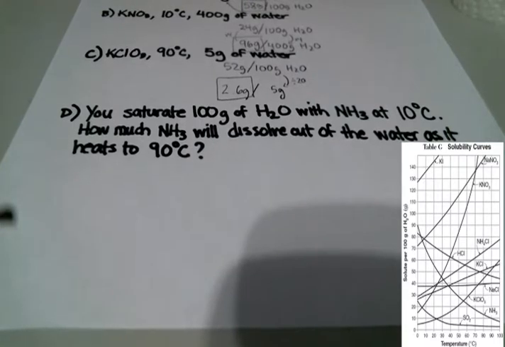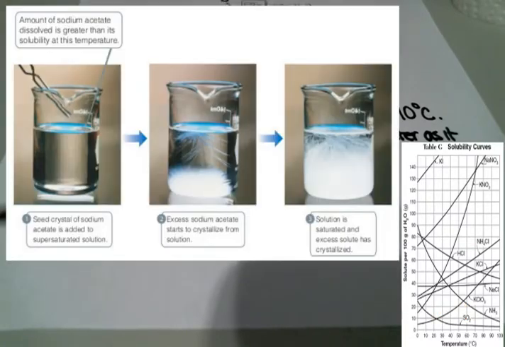Now, if you look at the curve there for ammonia, you'll see that it is one of the ones that actually gets less soluble as you heat it up. So if we saturate it at a low temperature and then heat it up to a point where the water can't hold that many grams, some of the solute will come out of the solution. If it's a salt, it'll usually come out as a precipitate, which is a solid chunk. So more like salt crystals will reform in your water.